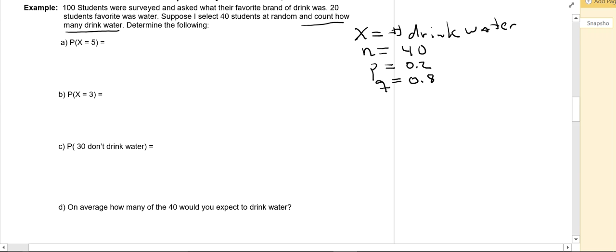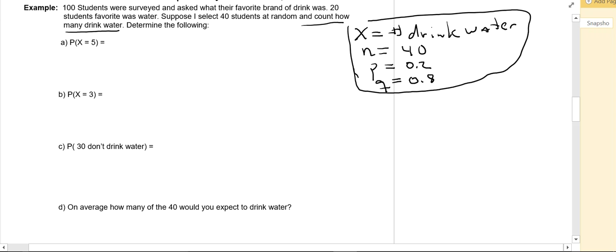So here are the 4 basic pieces of information once we identify this as being a binomial distribution. We're counting how many are doing something. There's one of two things that can be done. They either drink water or they don't drink water. We found out how many trials there were, 40. The probability of success, drinking water, and the probability of failure, not drinking water.